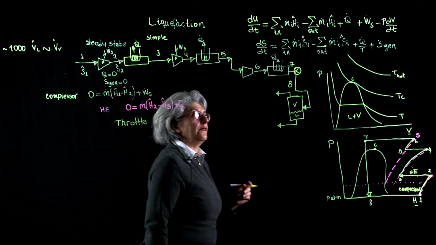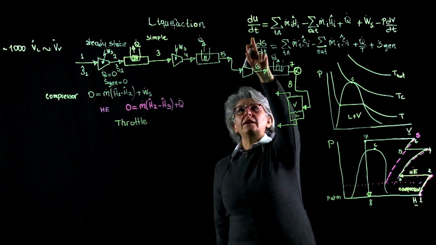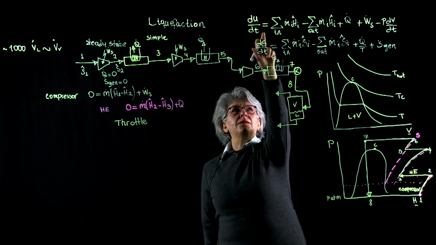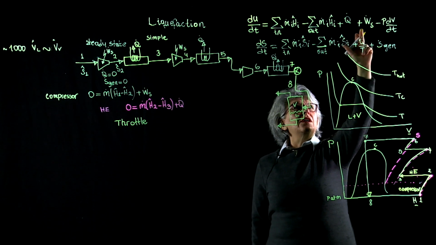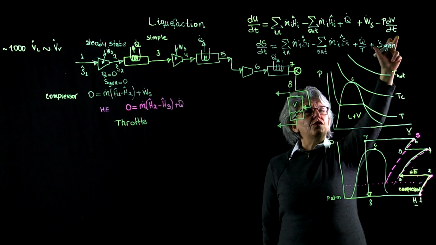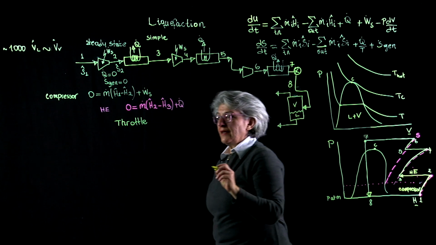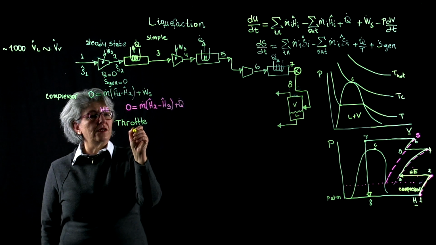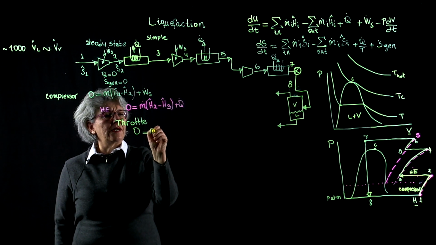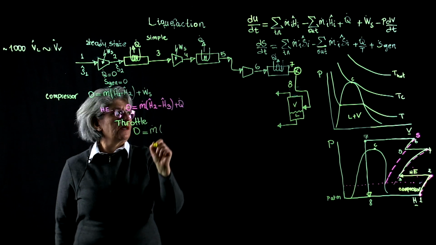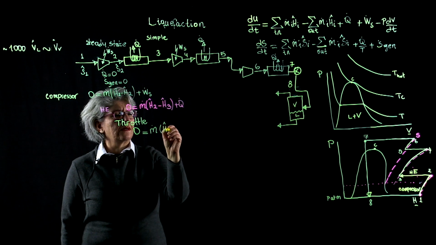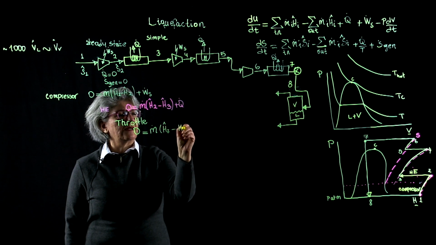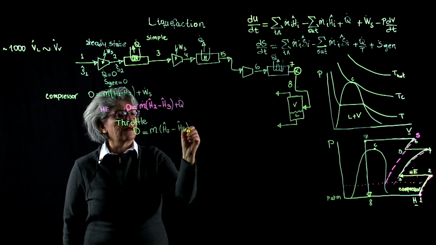Around the throttle valve, again, it's operating at steady state. There's no heat exchange, there's no time for heat exchange. There's no shaft work, there's no surface boundary movement work. And the energy balance is 0 equals m dot H7 minus H8. All right?